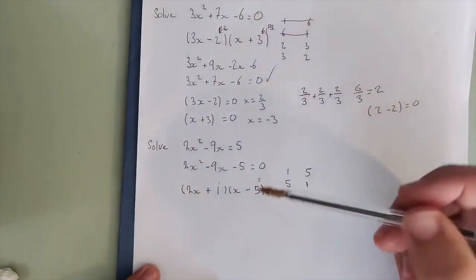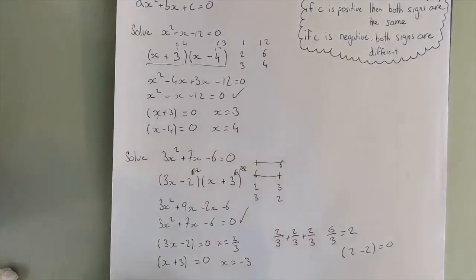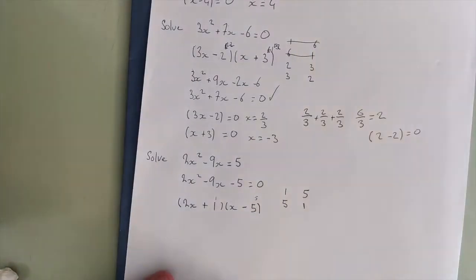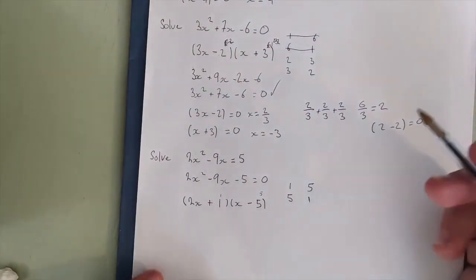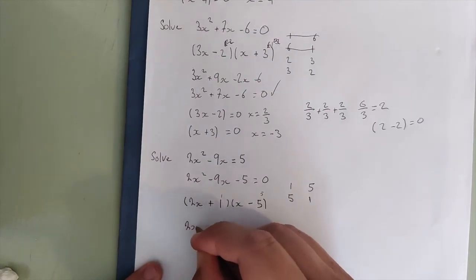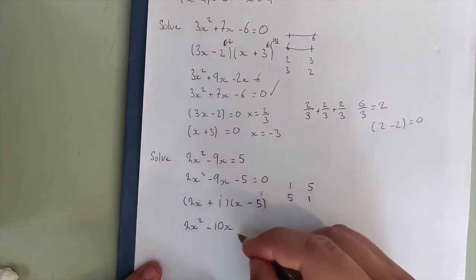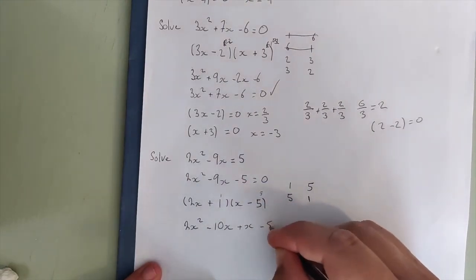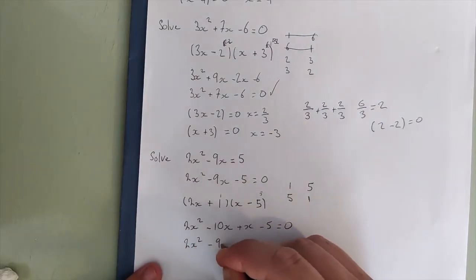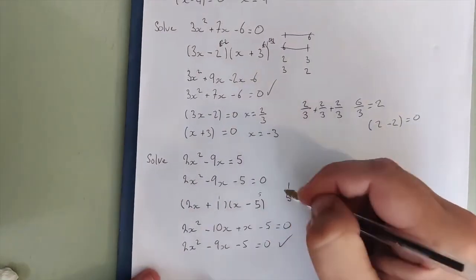And the more you do these things, you're going to see patterns, and you're going to be able to do it quicker and quicker. You're not going to have to test out every single option. You'll get used to them. You'll be able to just come to the conclusions quicker. We can double check this, multiplying it out. 2x squared minus 10x plus x minus 5 equals 0. 2x squared minus 9x minus 5 equals 0. Boom, they match up.